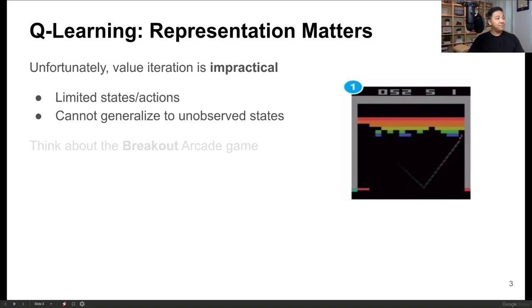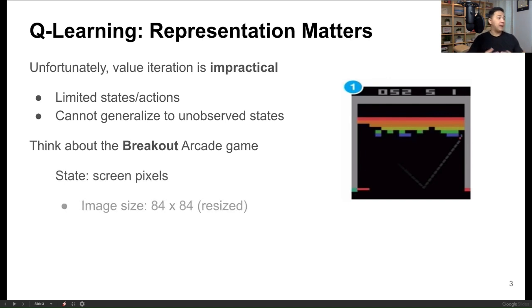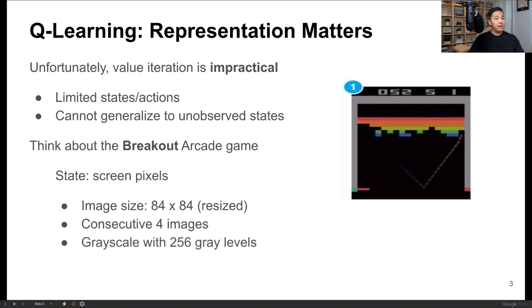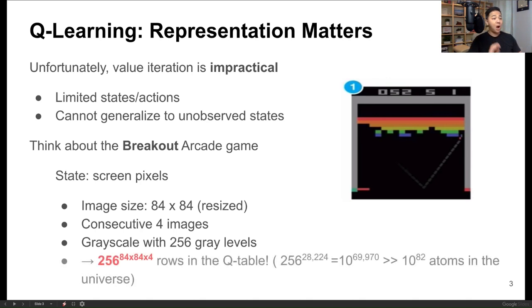That's another issue. So let's be very specific about a game playing problem. Say you're going to play Breakout. And so the state will be the screen pixels, what the computer sees here. And the image size, maybe we resize into an 84 by 84 image. In order to know the action, you construct 4 consecutive images in a row, or 4 frames. And say we only have grayscale images with 256 gray levels, just to simplify the problem. But the possible number of states would be 256 to the power of 84 times 84 times 4. So you have that many rows in the Q table.